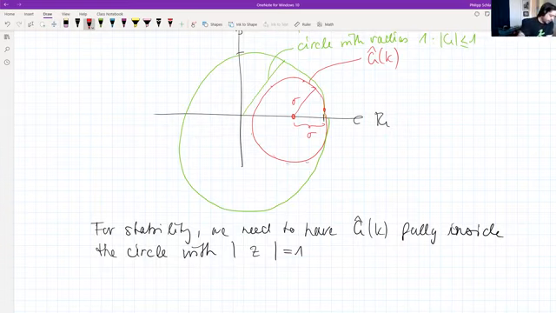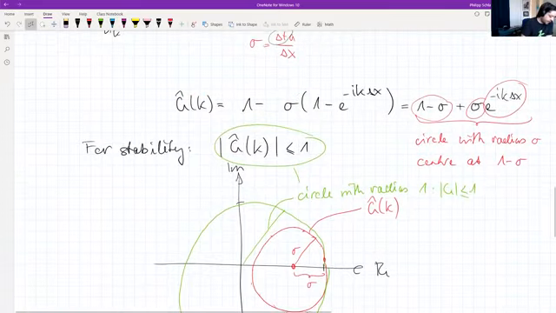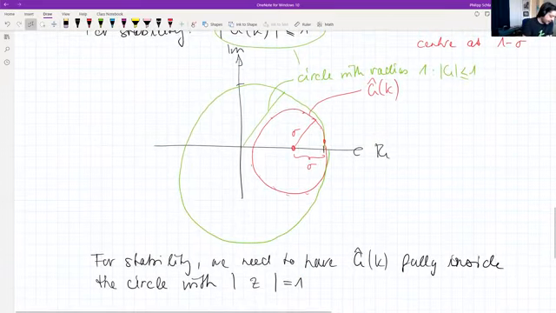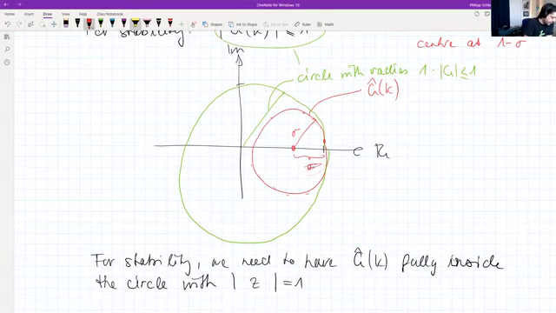And of course, if I now go into a little bit more detail, I see that sigma is the position and the radius. So for what sigmas is it actually so that this red circle is inside the green circle?